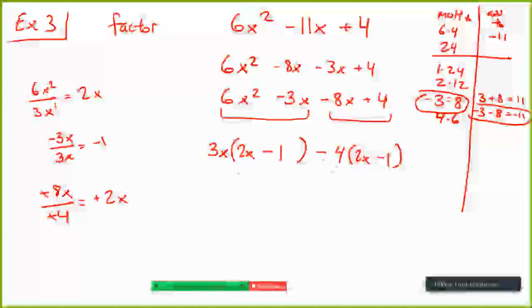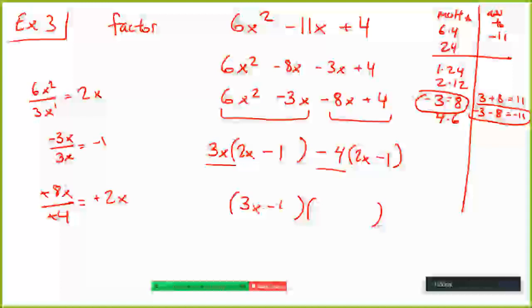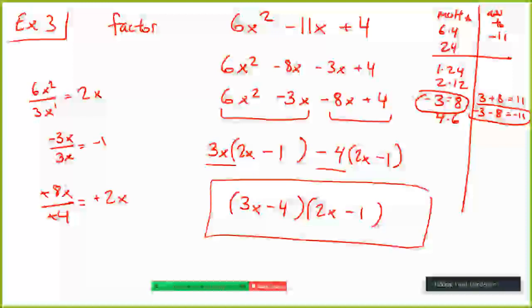We've got our 2 matching parentheses. And now we're going to pull out the parentheses, factor the parentheses. So we're left with 3x minus 4 and 2x minus 1. And we're done. There's our answer. I'll circle it or box it. That's example 3. Any other questions right now? Concerns?